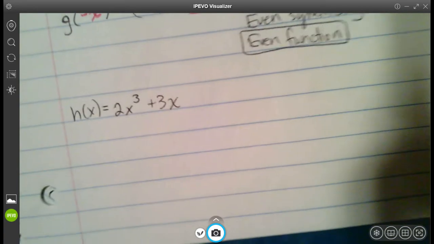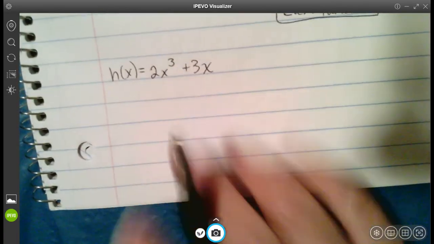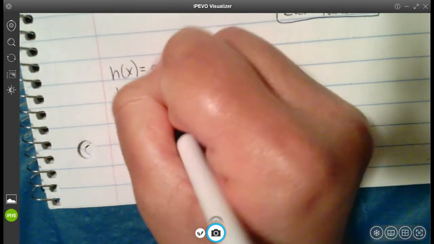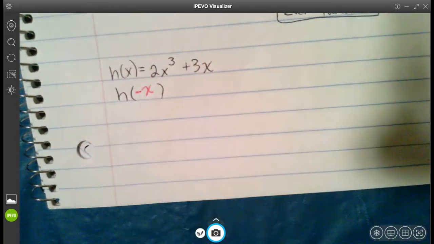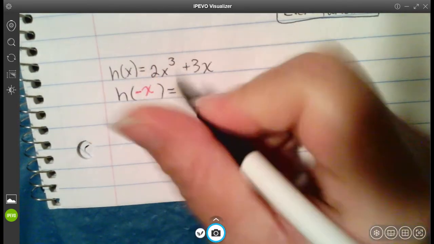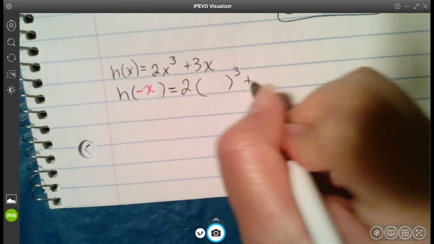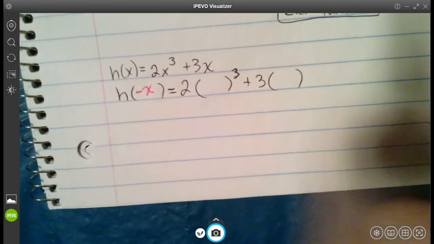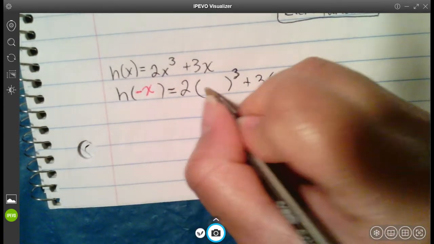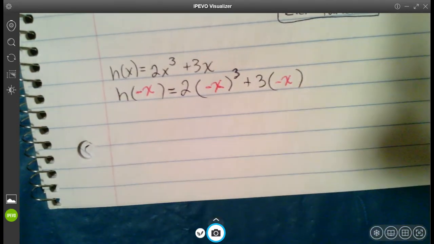Last one. So you've seen neither, you've seen even. So this one's probably going to be odd. Okay. So let's see how this one works. We're going to do the same thing. We're going to find h of negative x first. Okay. And I'm going to go ahead and plug that in. So I'm going to have 2 parentheses cubed plus 3 parentheses. And inside those parentheses, I'm going to put that negative x. So negative x goes here, and negative x goes there.